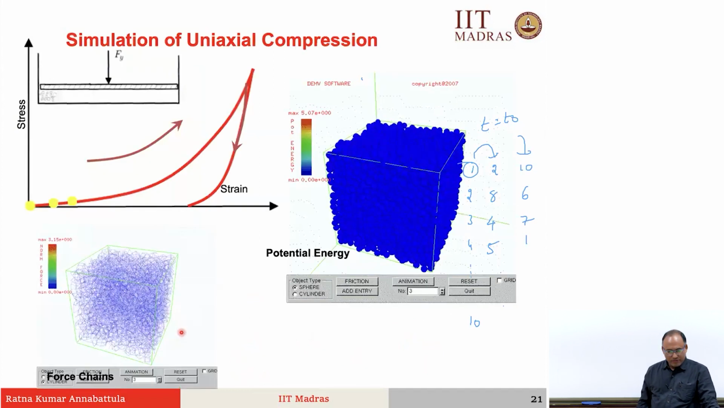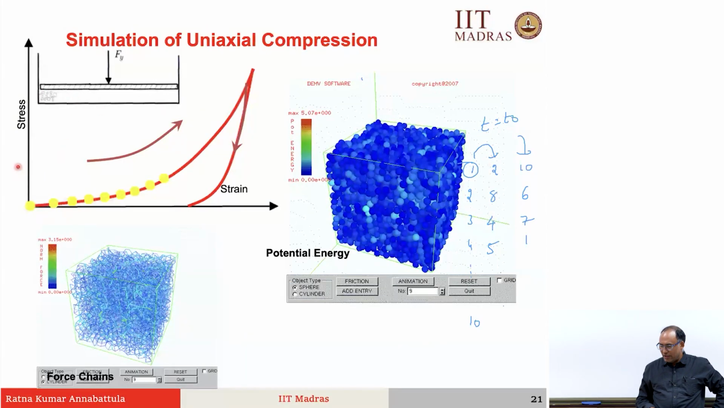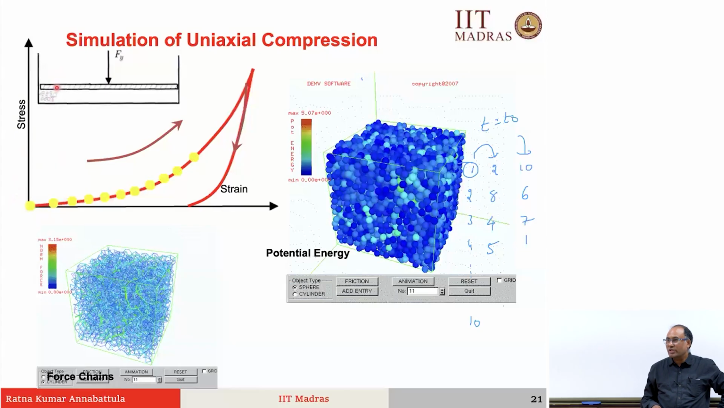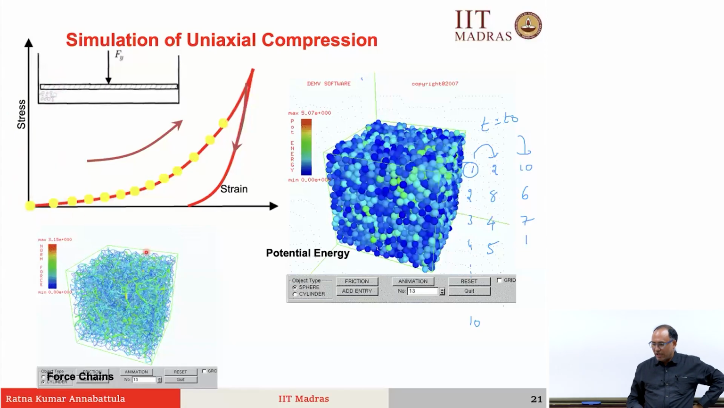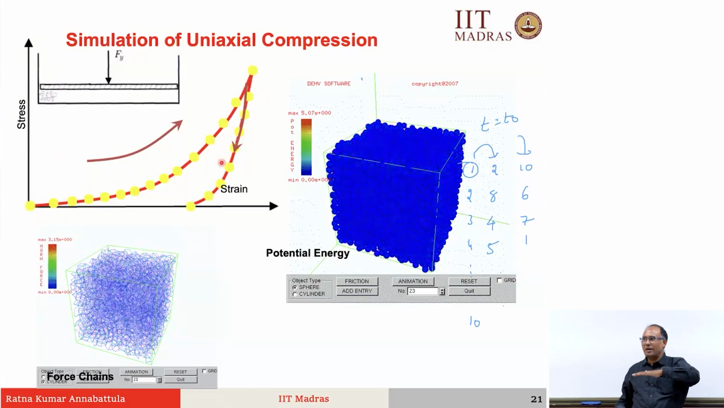So, this is one simple example where we have a granular assembly like this and you are compressing, and you see you have computed stress the way that I have shown as a function of strain. You are loading and then you are unloading. That means you have compressed and decompressed. You are compressing the system and unloading the system.